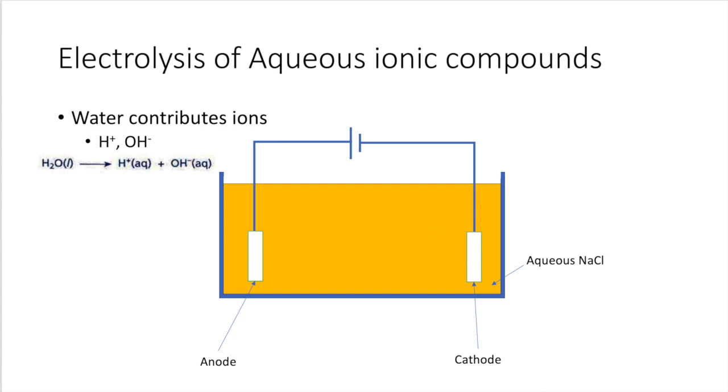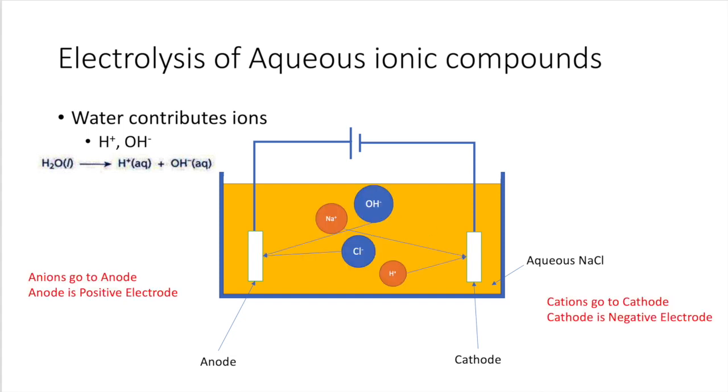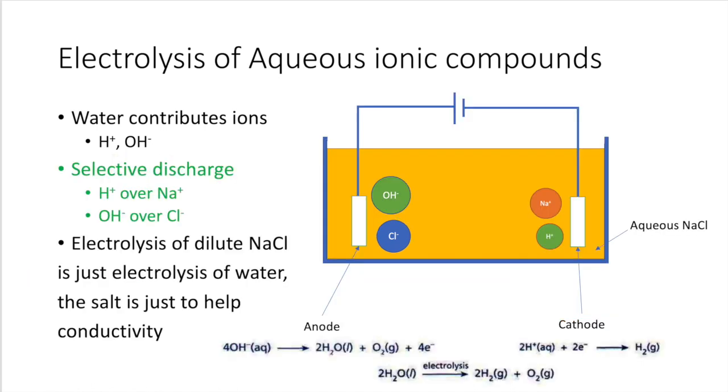A common example is the electrolysis of dilute sodium chloride. The ions in the system are sodium plus, chloride minus, H plus, and OH minus. Same as before, cations go to the cathode, anions go to the anode. H plus and Na plus go to the cathode, but due to selective discharge of ions, only the H plus will come together to form H2 gas. At the anode, OH minus and Cl minus will be attracted, but only the OH minus will discharge to produce oxygen gas.